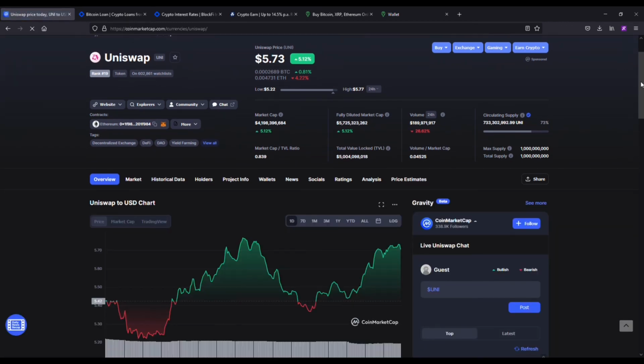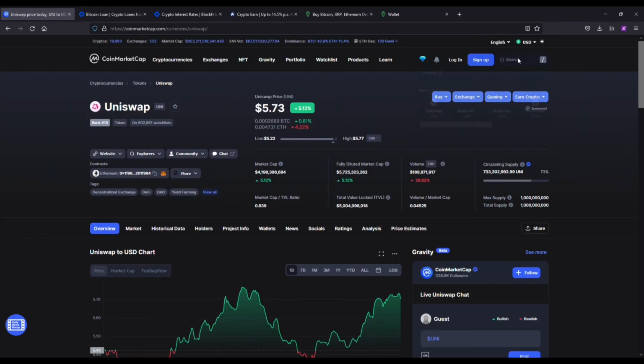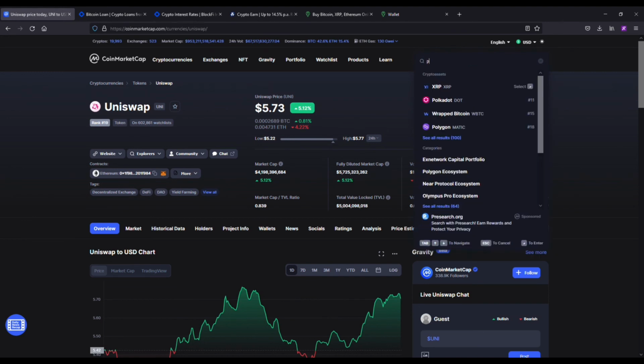Uniswap is another coin I would recommend staking. It's a decentralized exchange. It's a very cool one. I think decentralized exchanges are going to grow massively in the coming years. And Uniswap is positioned to continue appreciating and doing well.